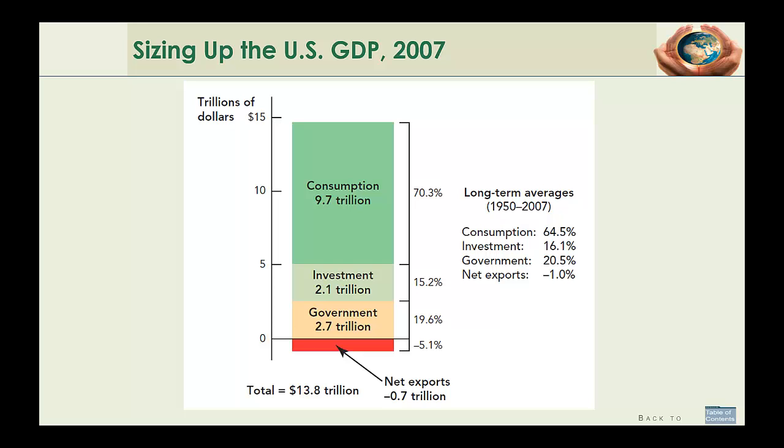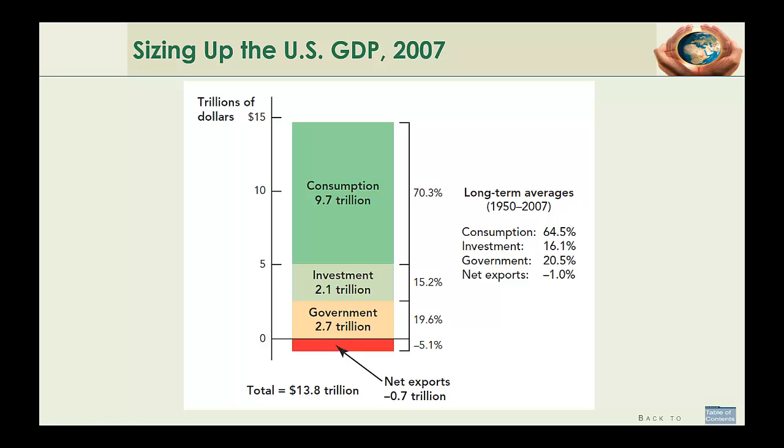In 2007, we see that total GDP was about $14 trillion. 70% of what was produced was consumed by households. About 15% consumed by firms, about 20% consumed by the government. Well, if you add all that up, it exceeds 100%. But what happens here, when you take net exports into consideration, we see that it's a negative number.